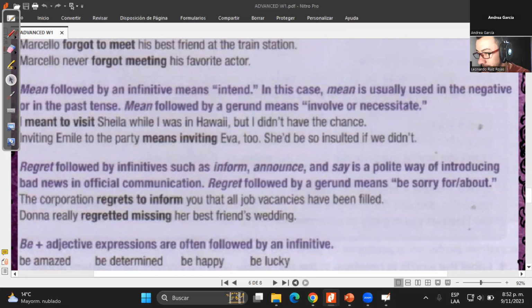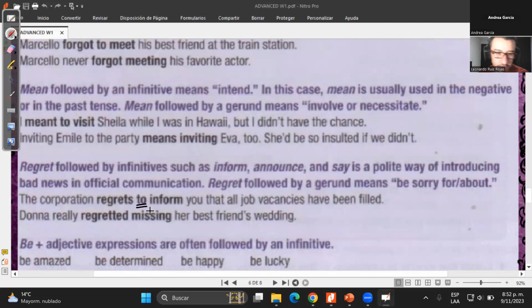Regret followed by infinitives such as inform, announce, and say is a polite way of introducing bad news in official communication. Regret followed by a gerund means to be sorry for something. Exactly. So regret is feeling bad for something, right? If it's regret to, it's normally used in formal speech.